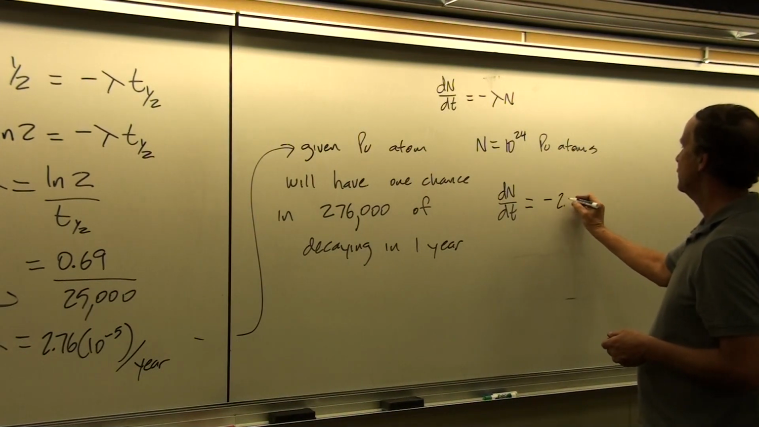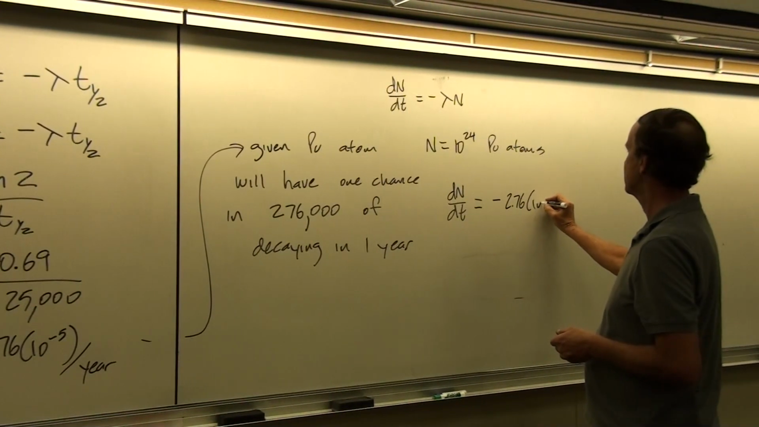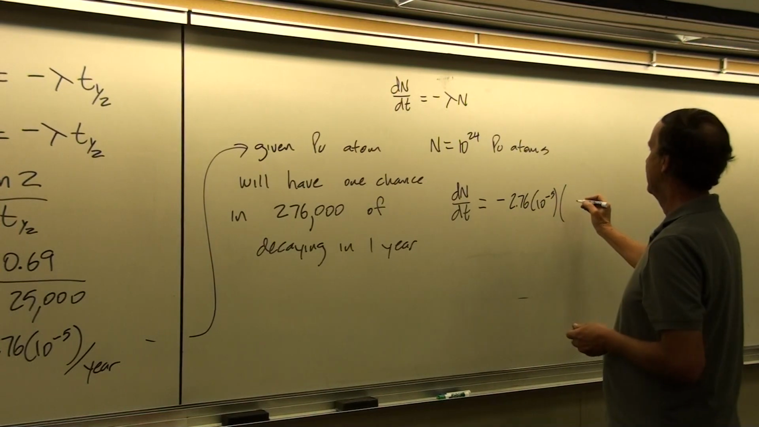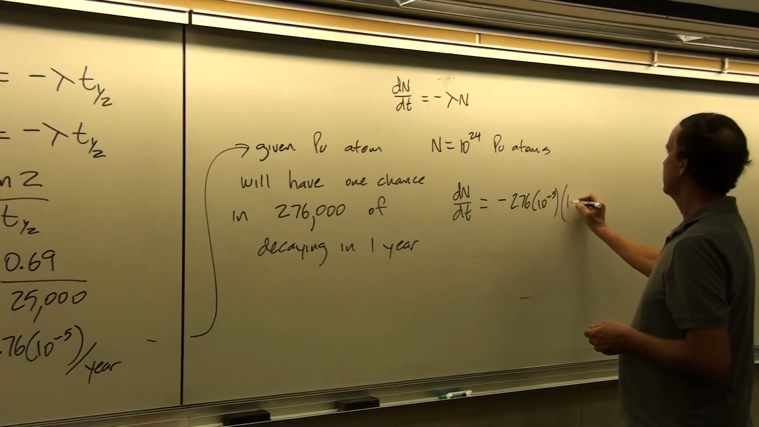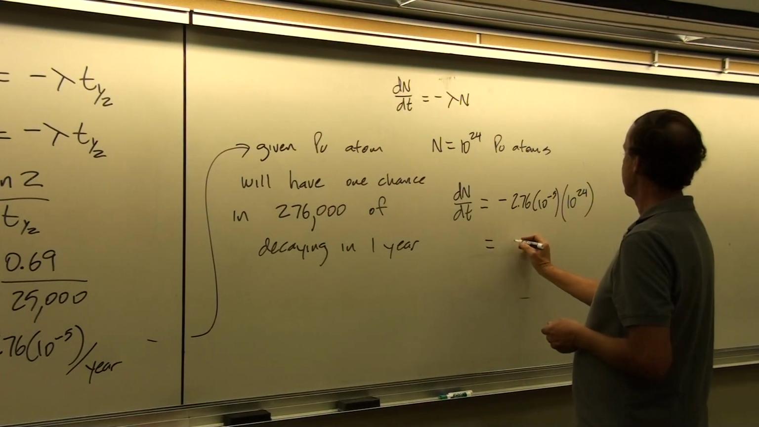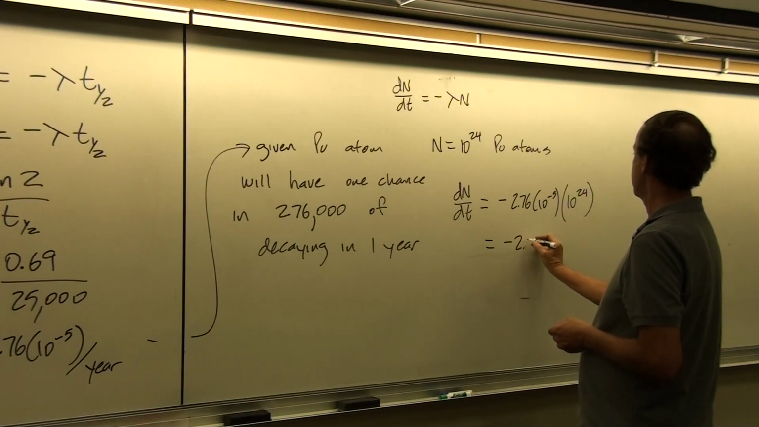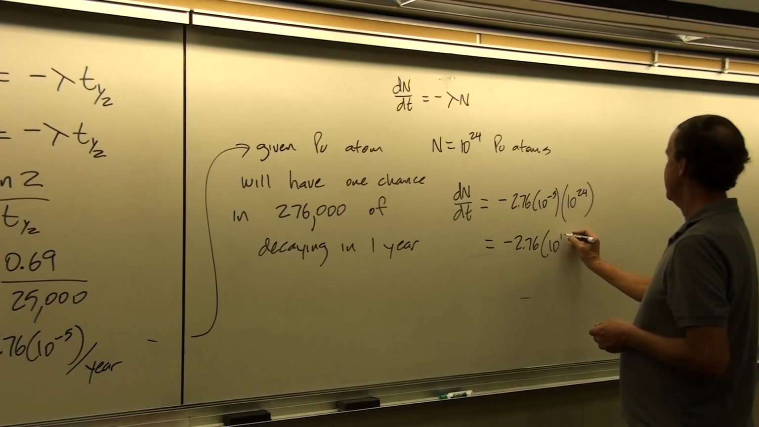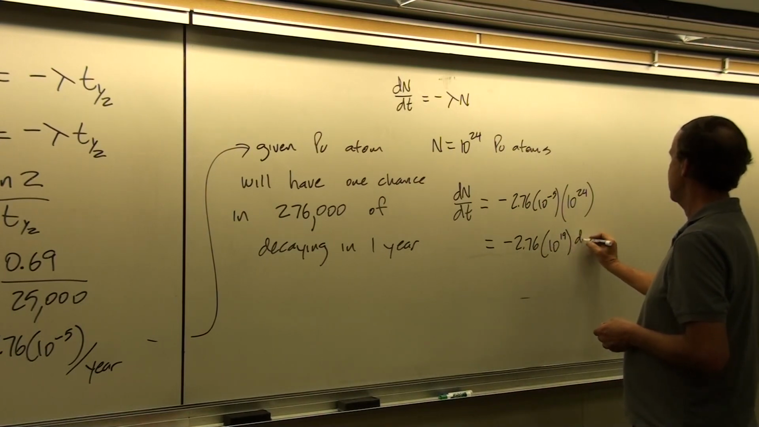So that would be 2.76 times 10 to the minus 5 multiplied by 10 to the 24, or that'll be minus 2.76 times 10 to the 19th power decays per year.